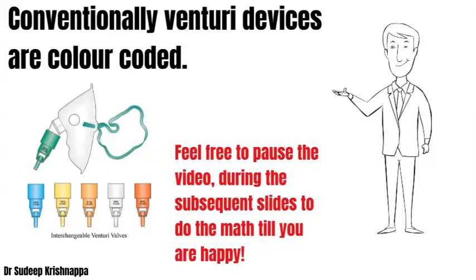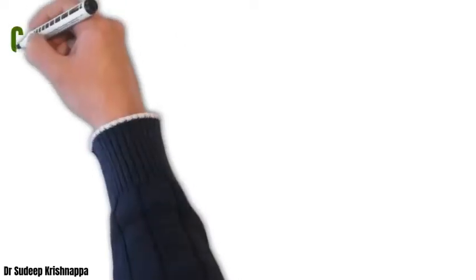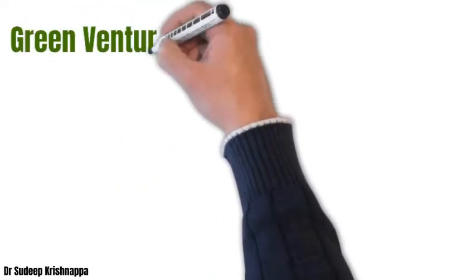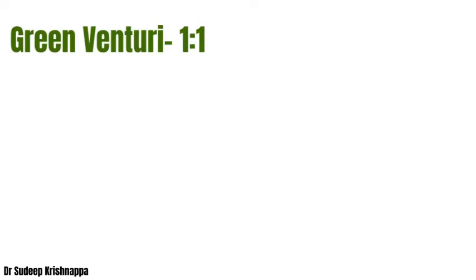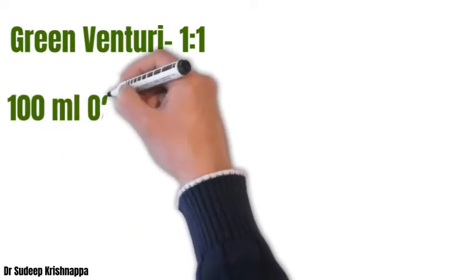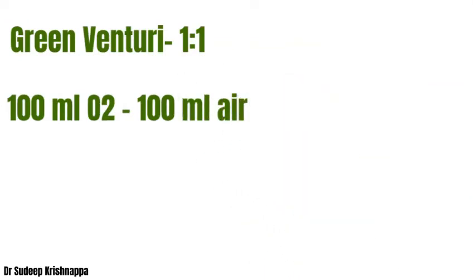For the purpose of simplicity, I have made an assumption, or a correction, that room air has 20% oxygen instead of 21%. We start with a green Venturi, which has an entrainment ratio of 1:1. That would mean for each 100 ml of oxygen flowing through the device, another 100 ml of room air would be entrained.